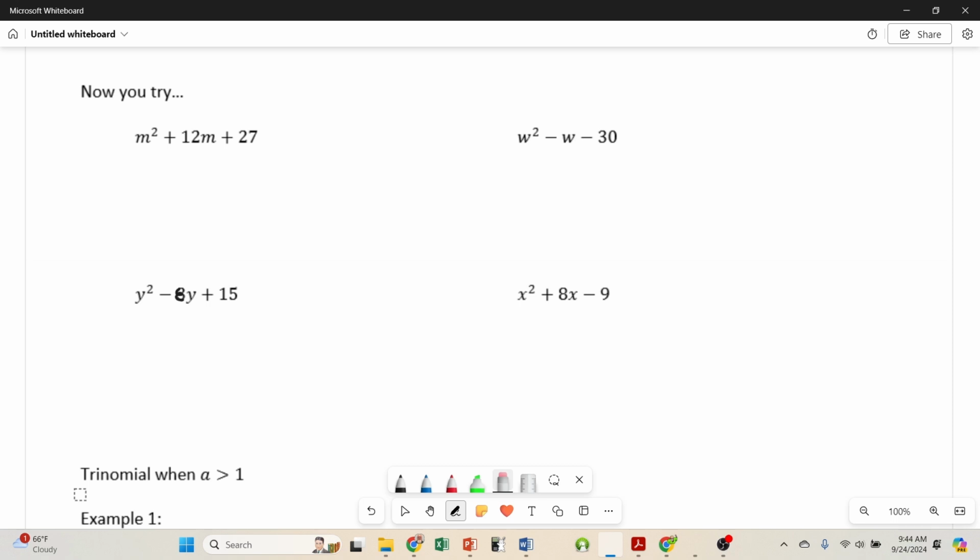Alright, why don't we try these on our own. You'll notice I've changed this one. Look on your paper. It says minus 3y. Make it an 8. That's a typo. I need to fix that. Go to work.